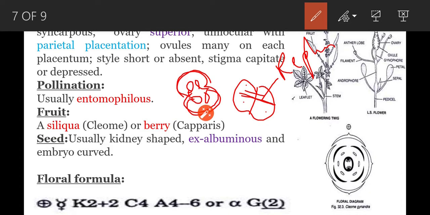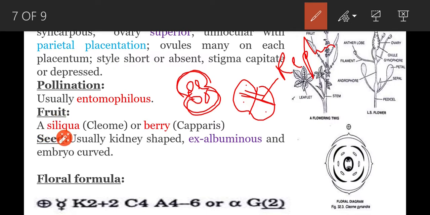Okay, next one, style is short and stigma is capitate. Next, coming to pollination. Pollination takes place with the help of insects, so it is called entomophilous. Next, coming to fruit. Fruit is siliqua.